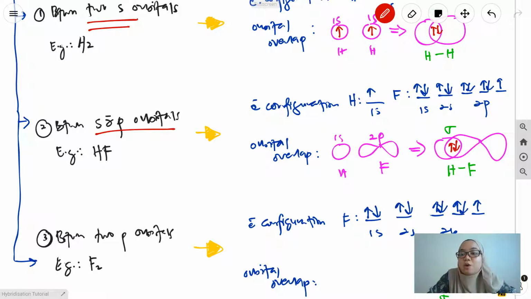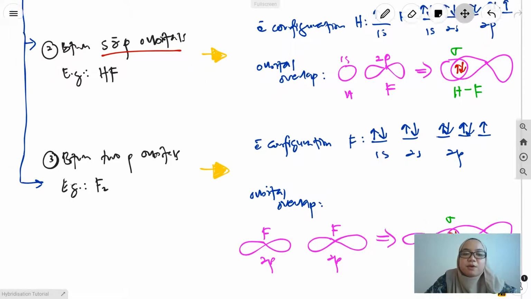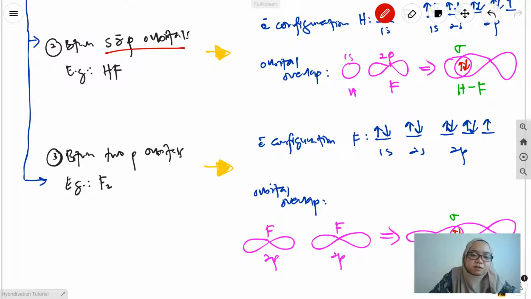So they will form one sigma bond where each of them shares one unpaired electron to form the sigma bond. Lastly, the last way to form the sigma bond is between two p orbitals, where they will form through end-to-end overlapping like this. The end of one fluorine 2p orbital will overlap with the end of another fluorine 2p orbital. So they will form a sigma bond.